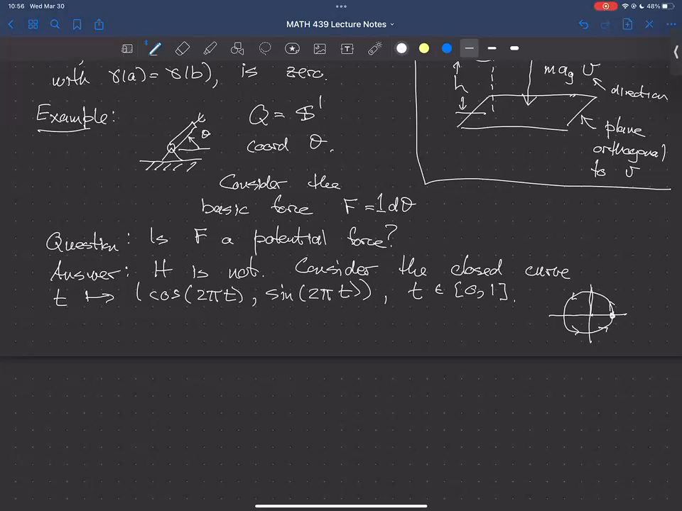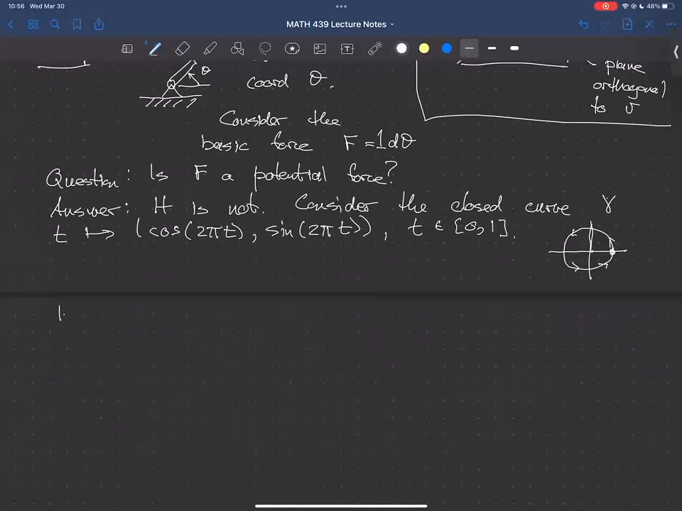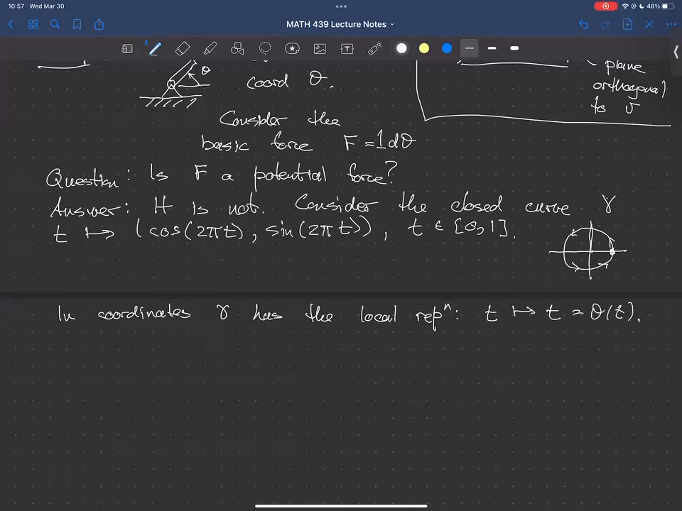So let's calculate the work done by the force F along this curve, and let's call this curve gamma. First, let me write the curve in coordinates. So in coordinates, gamma has the local representative t goes to t, so expressing theta as a function of t. So theta of t is equal to t, right? That's theta right there.